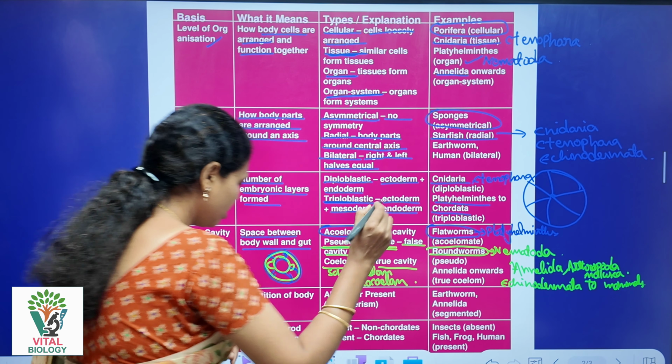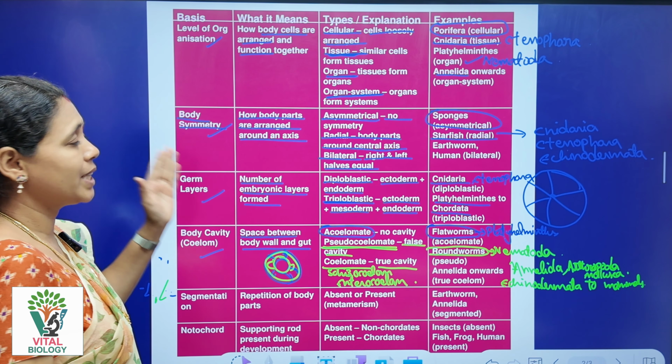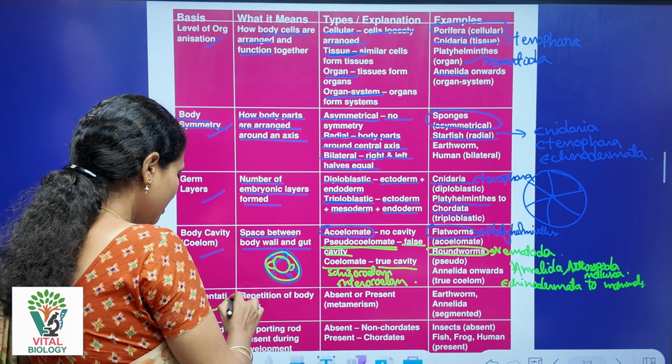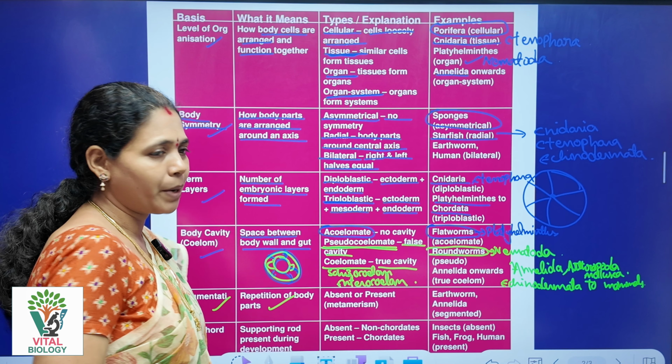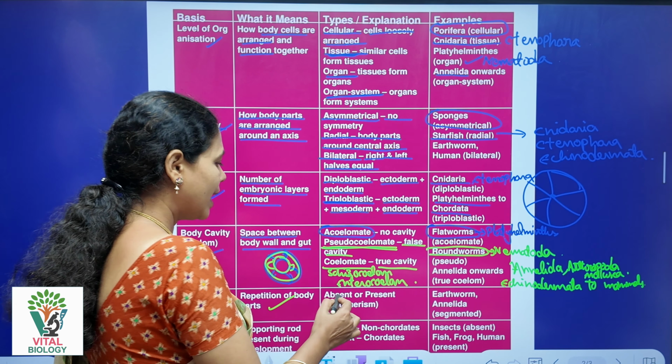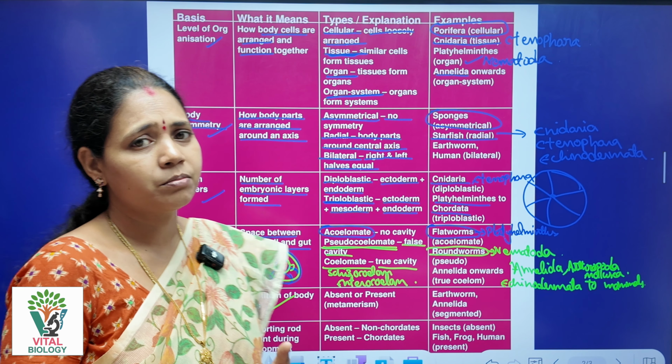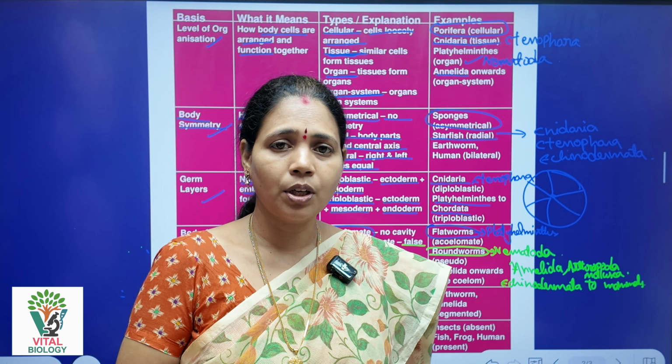Okay, that is about the coelom. And one more feature or basis for classification is segmentation. Segmentation means repetition of body parts. It is present in some but absent in some of the organisms.